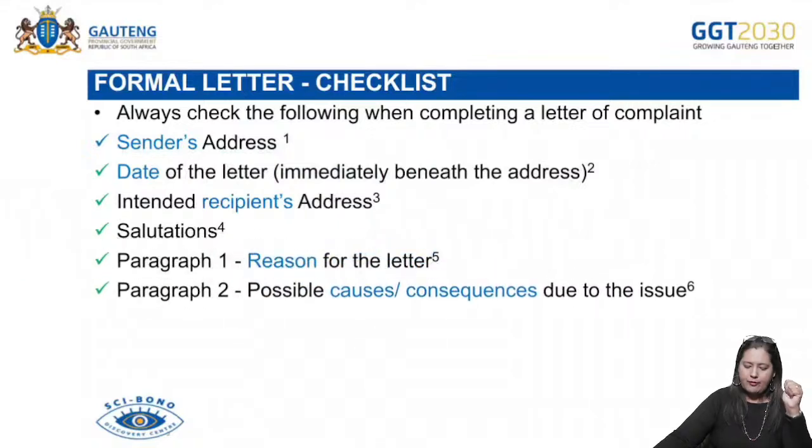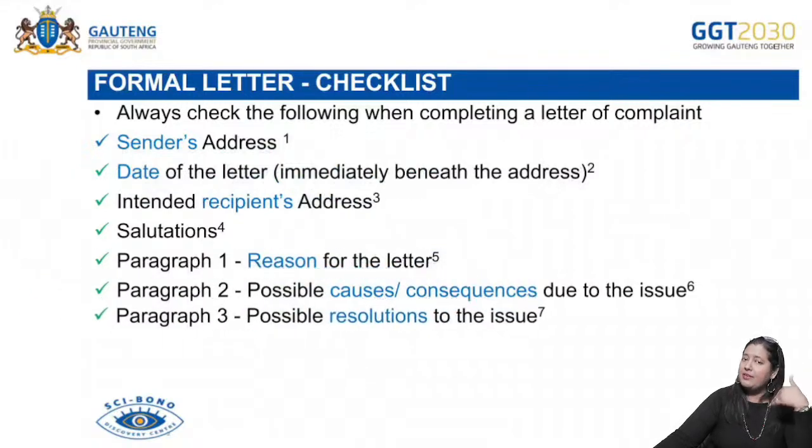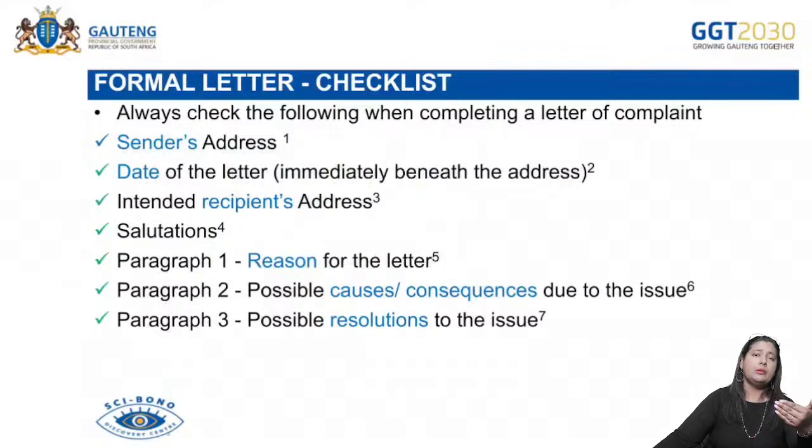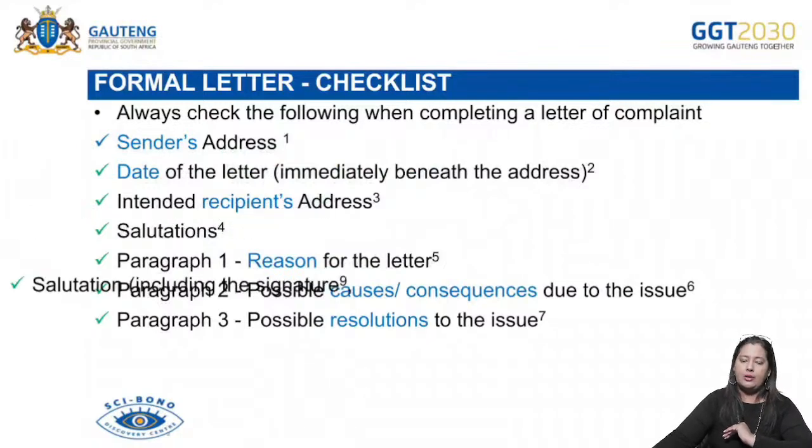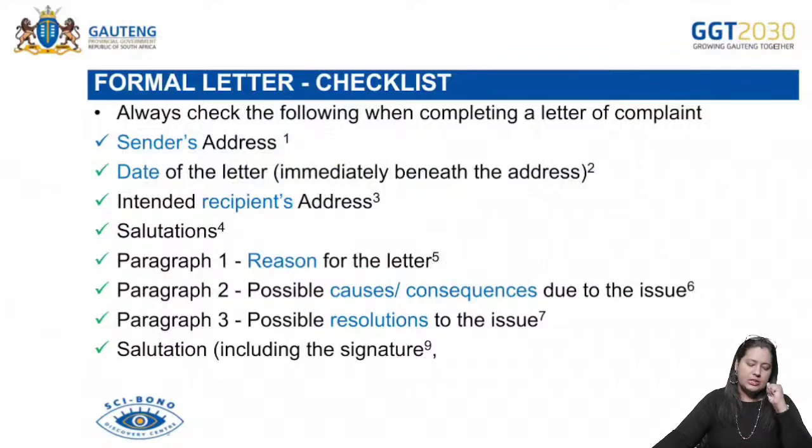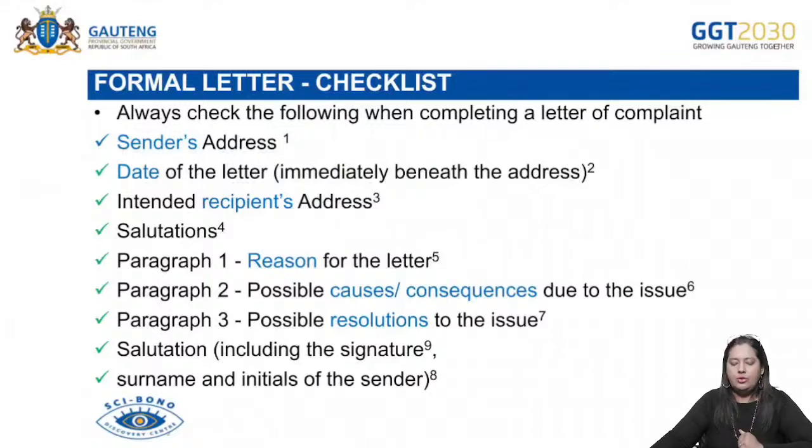letter. Paragraph 2, possible causes, for example, or consequences that you want to raise because of the issue that has happened thus far. Paragraph 3 could be a further explanation of another issue, maybe, or you can then go the route of giving us possible resolutions to the issue that you have mentioned so far. And then obviously you've got your final salutation here, where you're going to include then yours faithfully, your signature, and then you're going to sign off with your initials and surname of the sender as well.